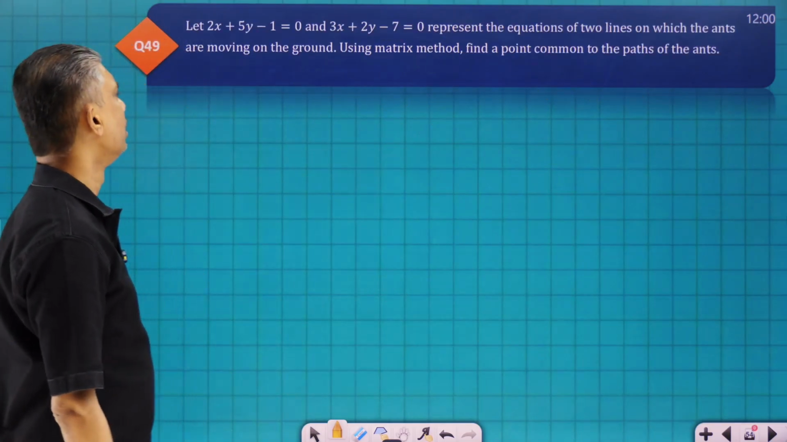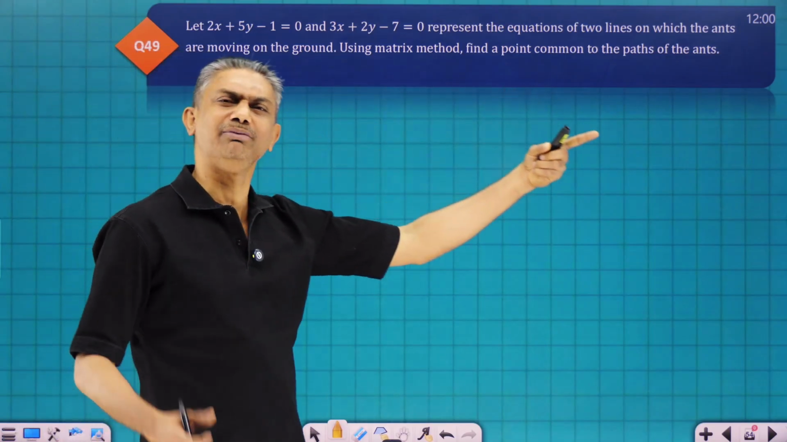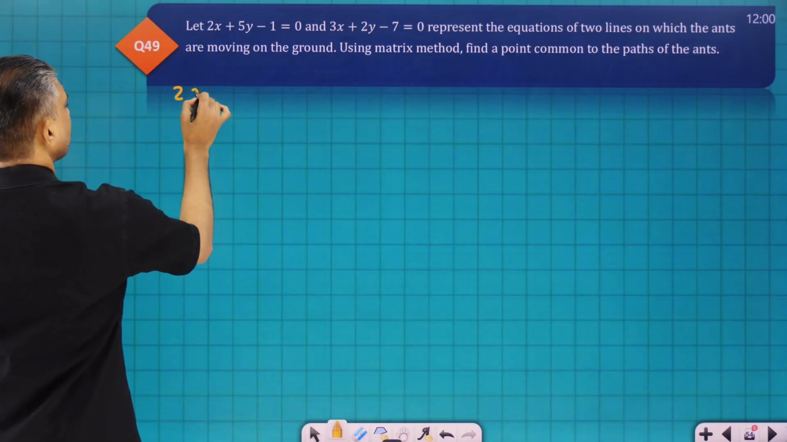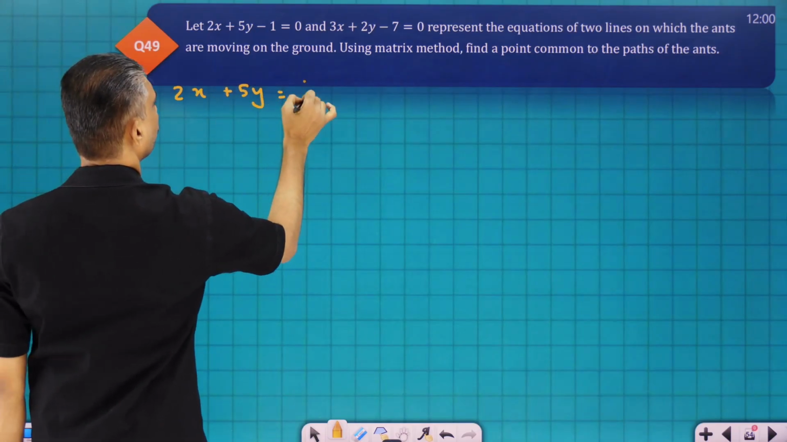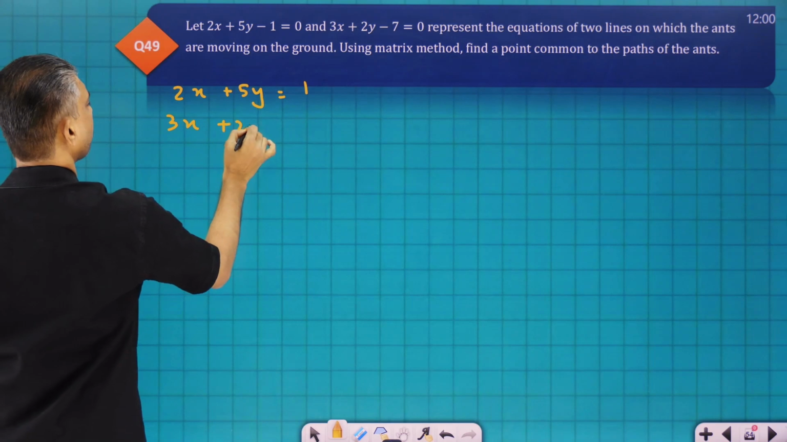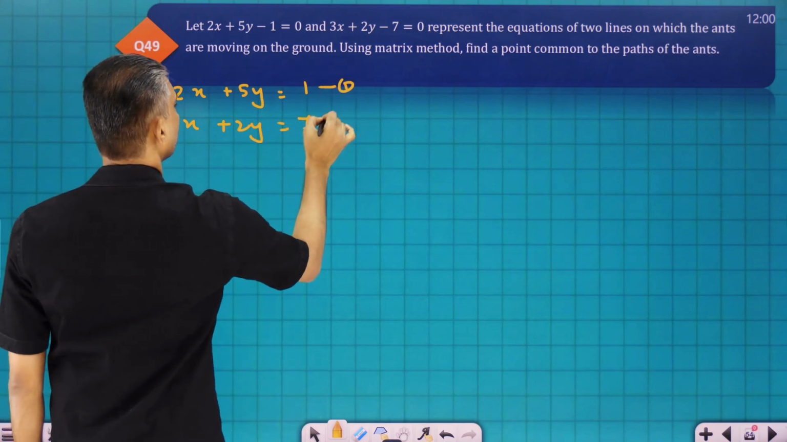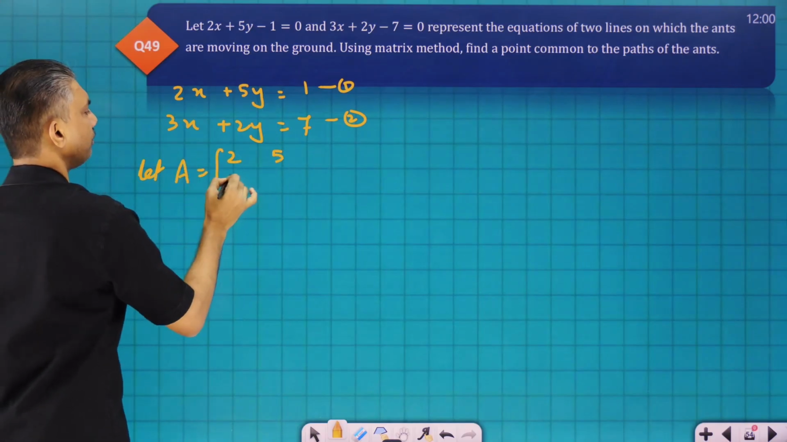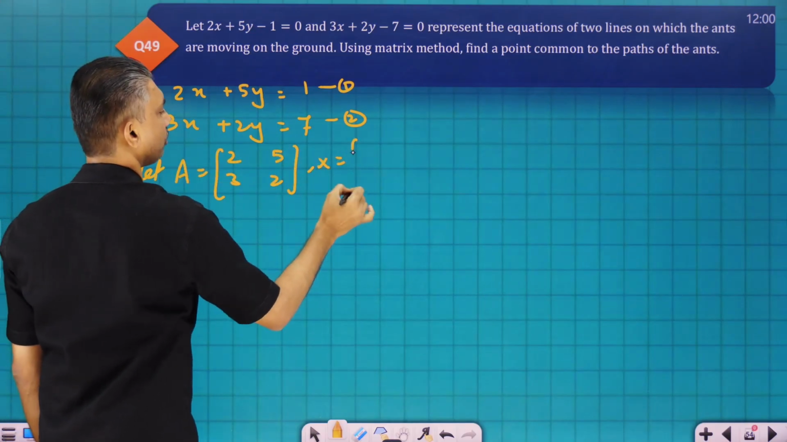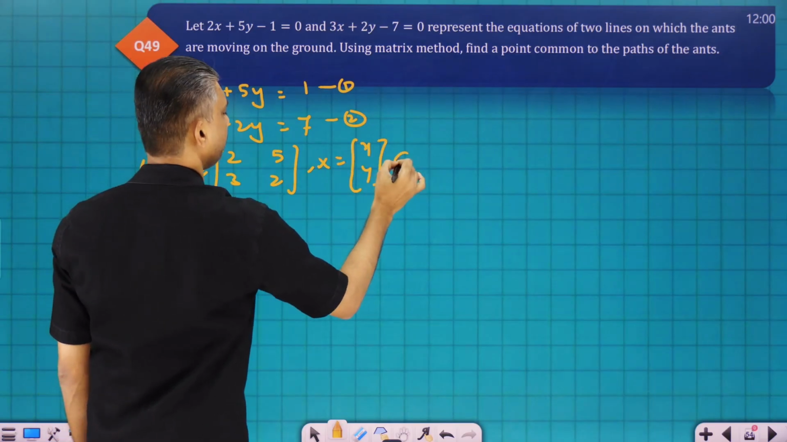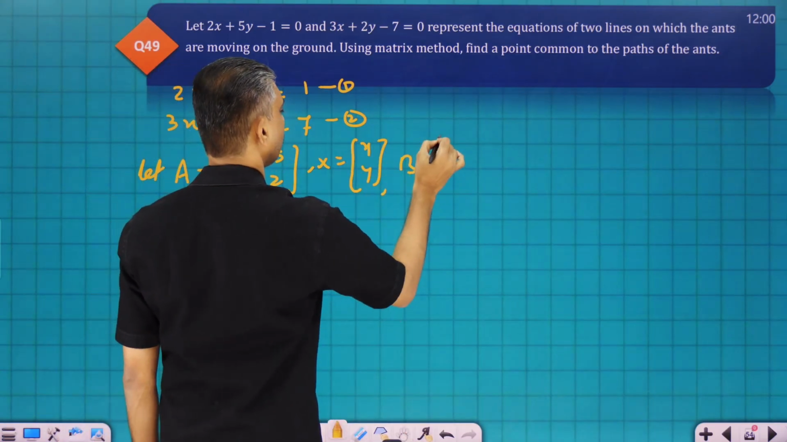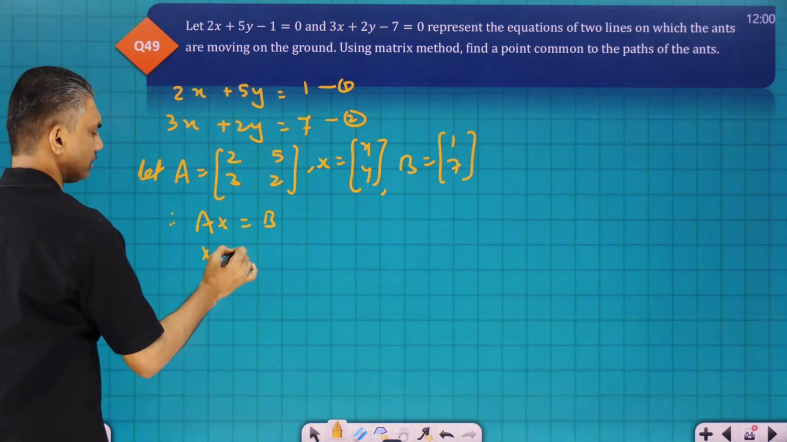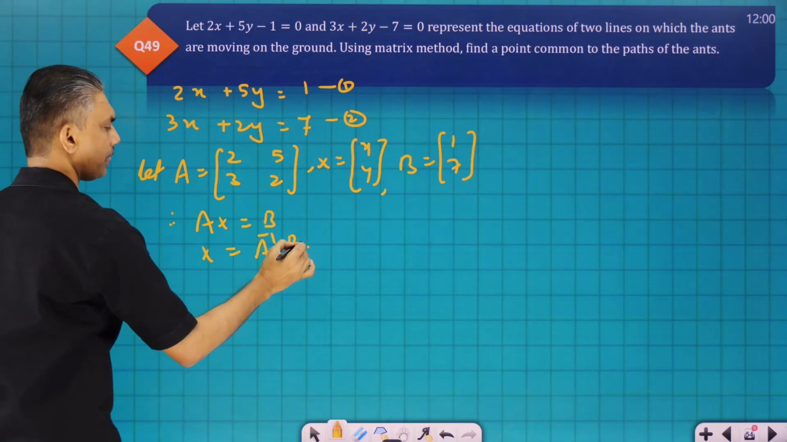Represent the equations of two lines on which ants are moving using matrices. So that means basically solve these two equations by the matrix method. See, 2x plus 5y equal to 1, 3x plus 2y is equal to 7. Now, the coefficient matrix, let A is equal to 2, 5, 3, 2. X is equal to the column x, y. B is equal to the column 1, 7. Therefore, AX is equal to B, X is equal to A inverse into B.